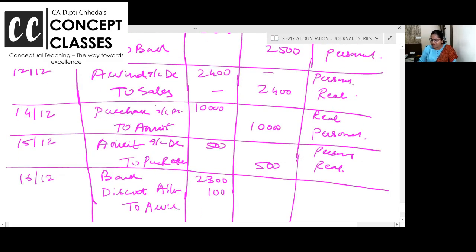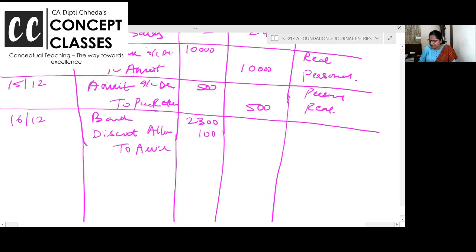Arvind's account was debited 2,400, so I'll credit it. Why am I crediting Arvind? Because he is a giver. Personal account, giver. Bank account debit. Why? Because money is coming into the bank. Debit the receiver, personal. Discount allowed, debit. Why? It's a nominal account.